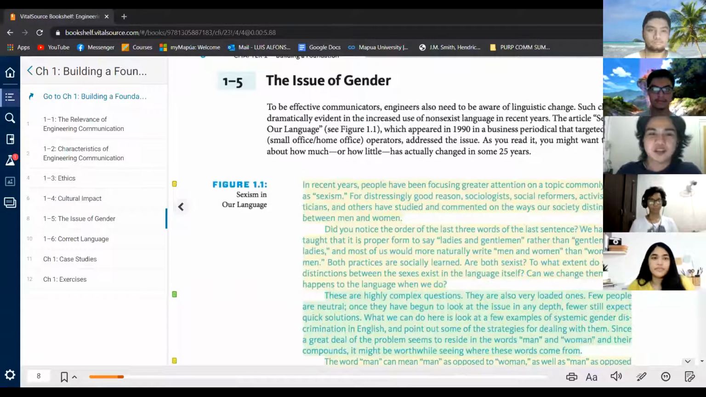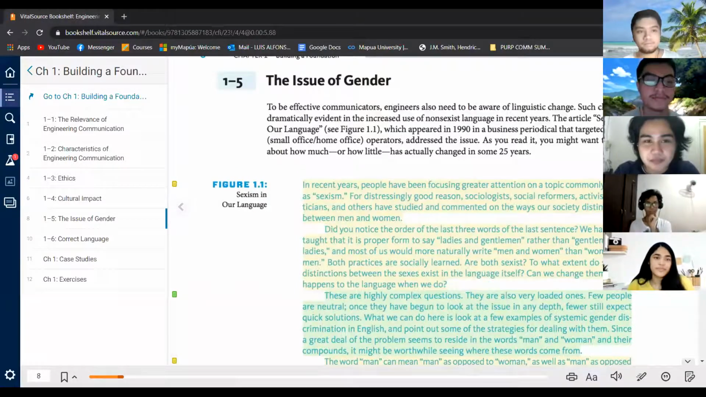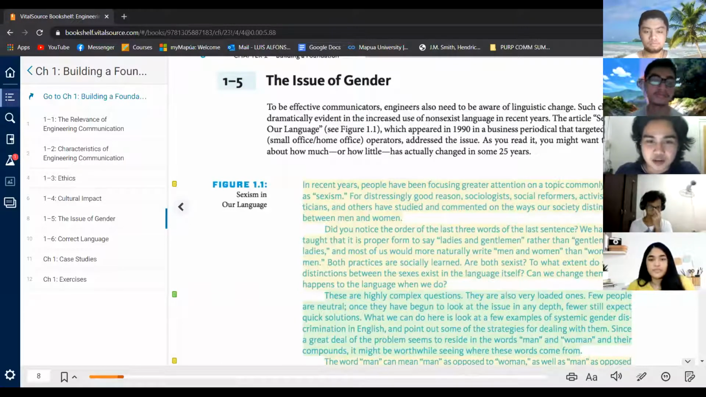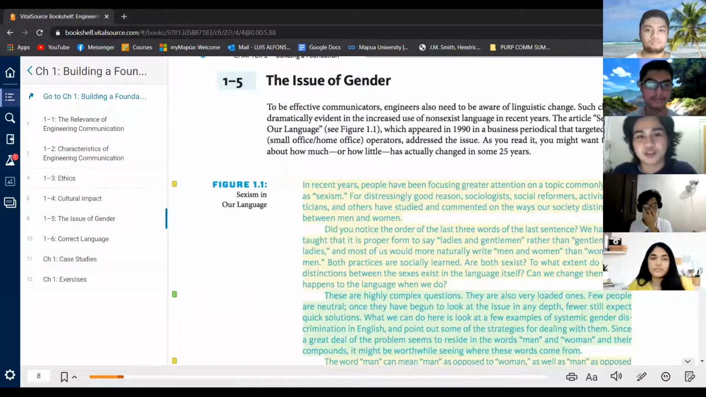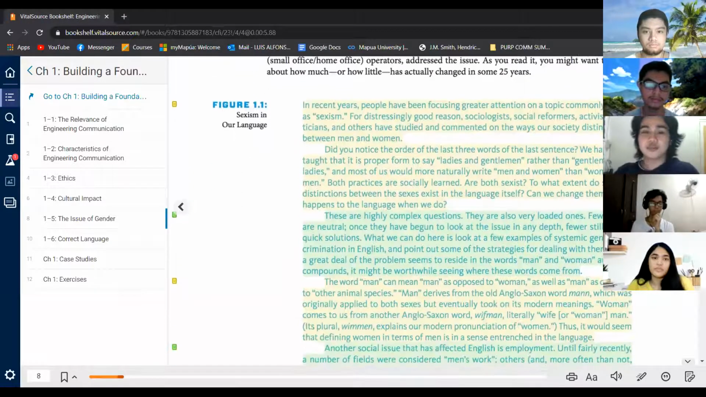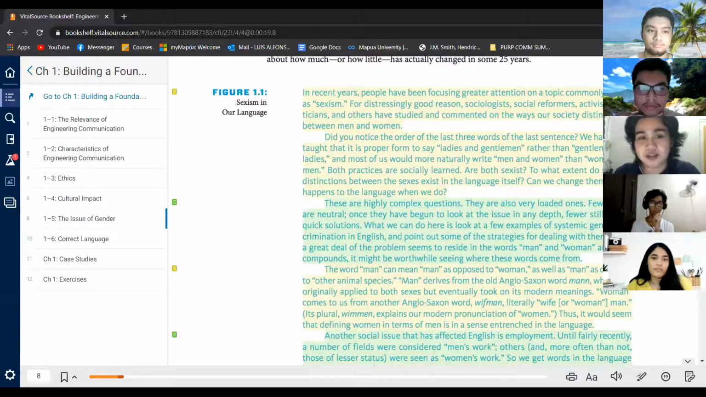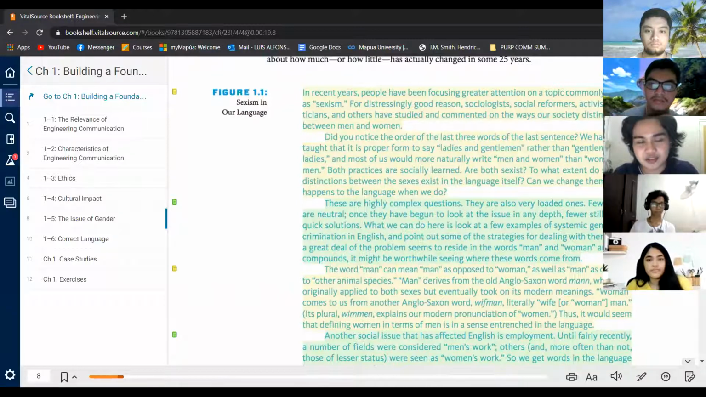Okay, so we have chosen this topic, the issue of gender, to use in identifying the 8 steps of Monroe's motivation. So I'll go ahead and start first. I'll try to identify which is the attention step. To be honest, I personally think the attention step is located in the second paragraph on page 8. It starts with the first sentence.